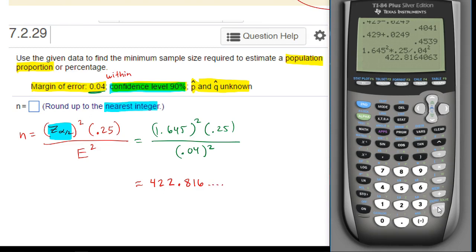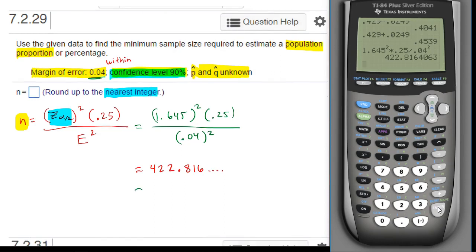So very important that you understand that whenever we're calculating sample size, minimum sample size, or in other words, we're calculating n, right? n is the minimum sample size. In this problem, we're always going to round up. So in this case, the answer would be 423. So this is the minimum sample size we would need, the minimum number of values or people or body weights or whatever we're doing to collect, so that we would get a confidence level of 90% and be within 0.04 margin of error.